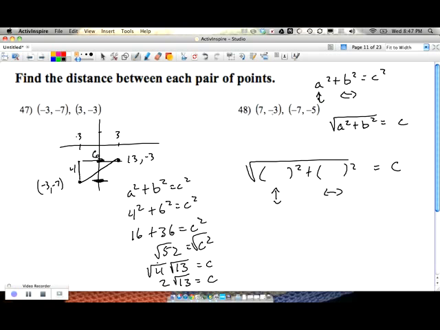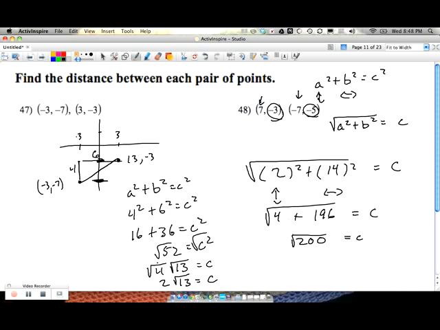Let's look at the vertical distance first. We move from -3 to -5. Well, that's a distance of 2. And when I'm moving from 7 to -7, that's actually pretty far. That's a distance of 14. Now I can look at this a little more carefully and start to simplify. So 2 squared, that's 4, and 14 squared, that's 196. So I'm going to add those together. It's going to give me 200.